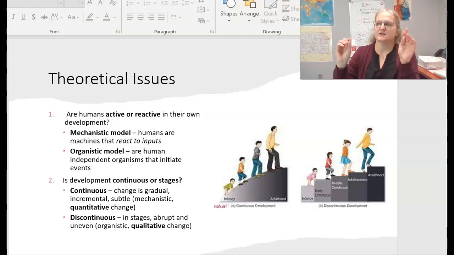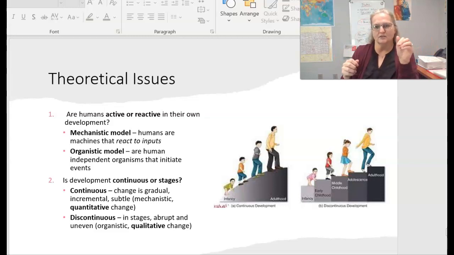In other words, is people's development and change a reaction to the natural environment? That would be what we would call a mechanistic explanation. Or are humans independent organisms that initiate their own developmental change? And that would be what we would call the organismic model.